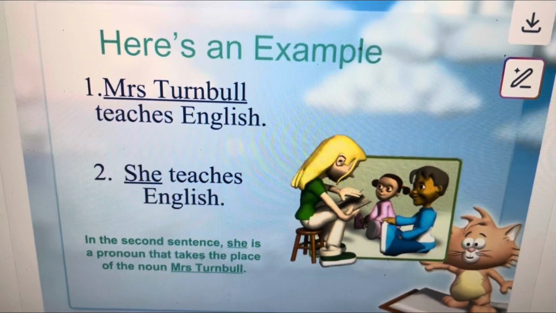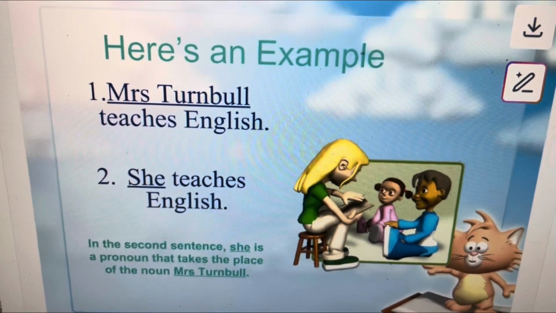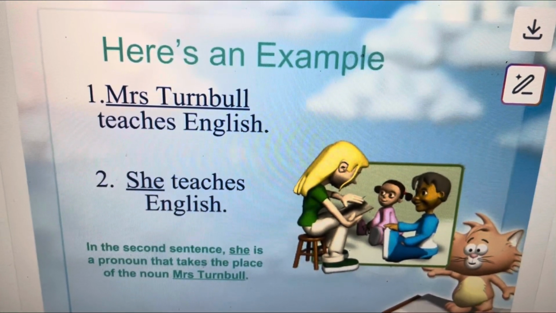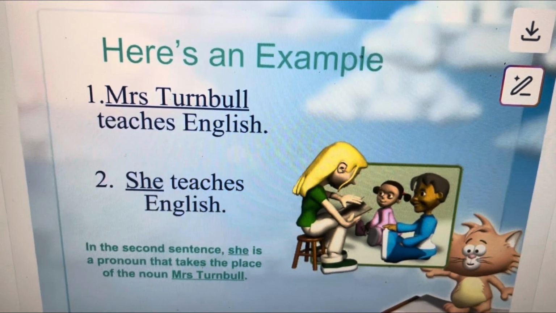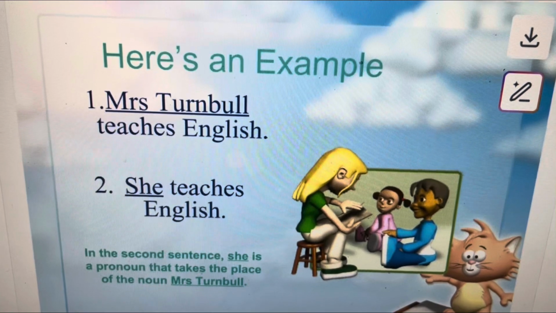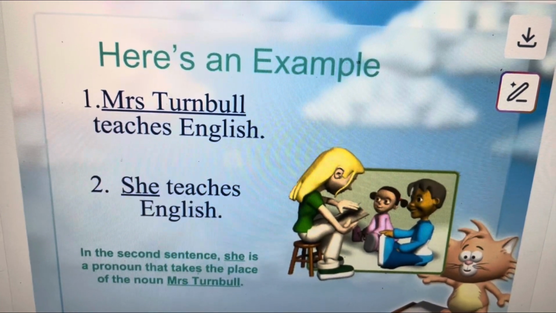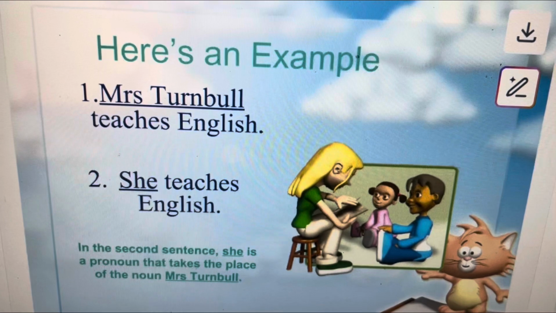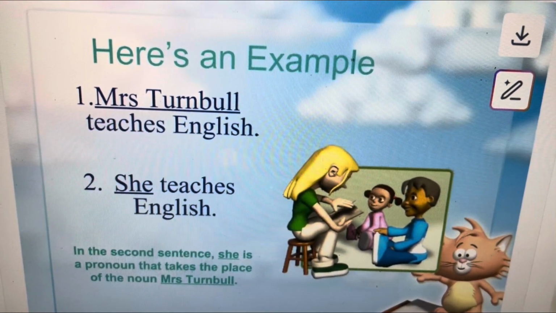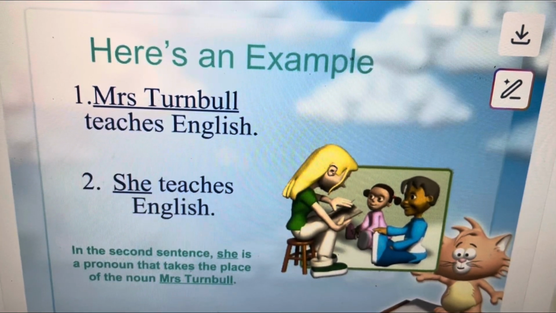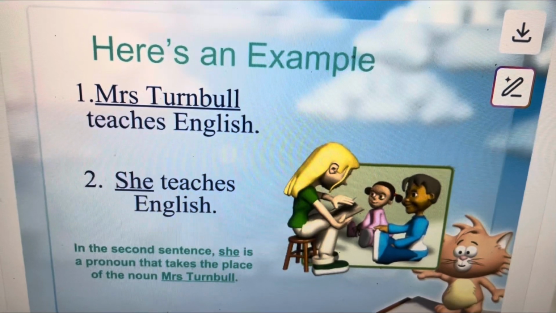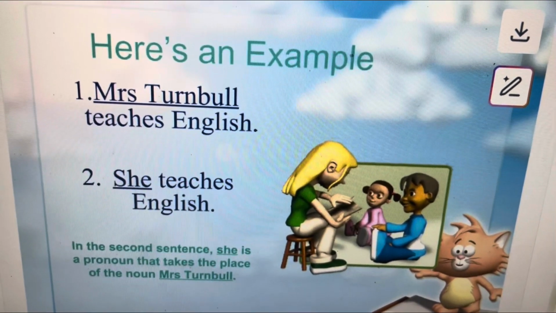Next example, Mrs. Turnbull teaches English. We have named her Turnbull. Her name is Turnbull. We remove her name, and in place of her name we use the pronoun: she teaches English. So we remove the name Turnbull and now we are using she in place of her name. So she is a pronoun that takes the place of the noun Mrs. Turnbull. Clear to you, my dear students?